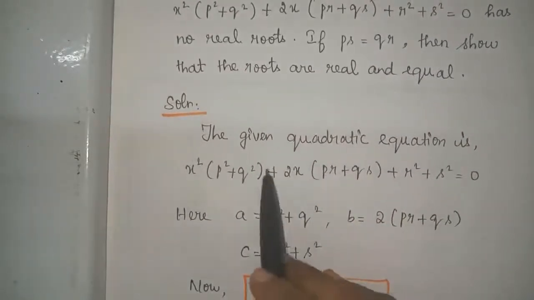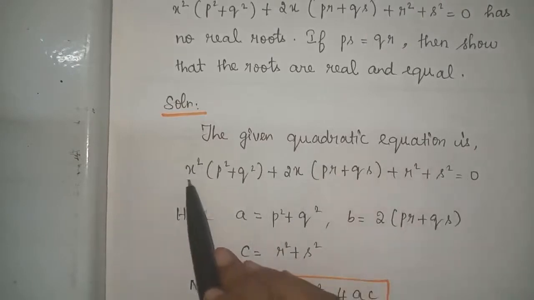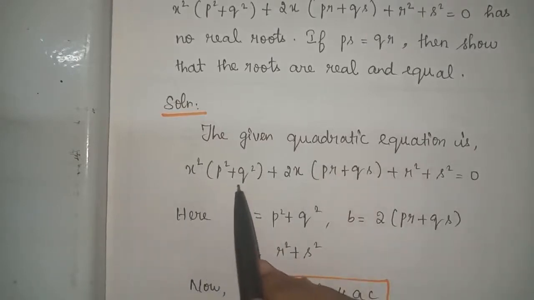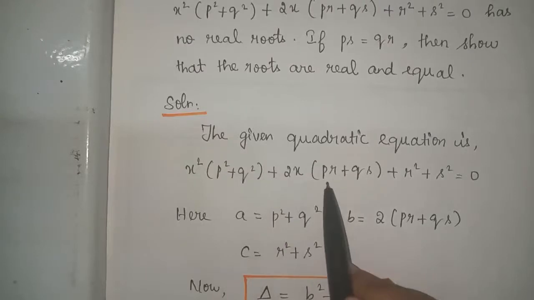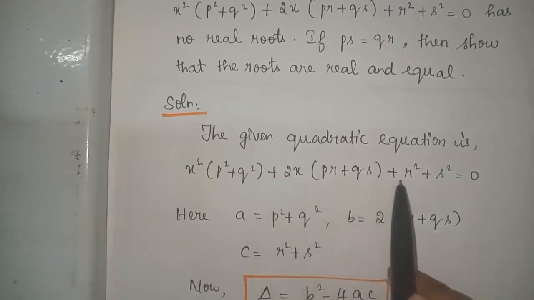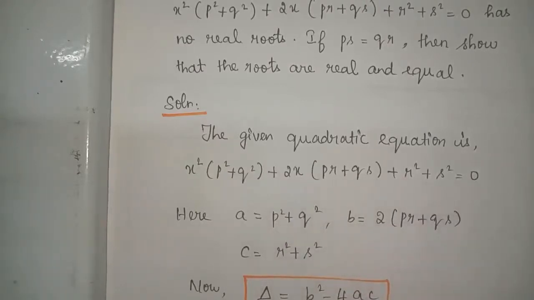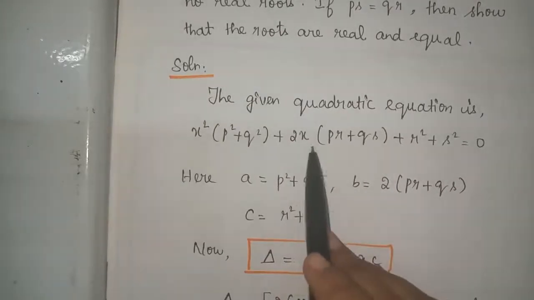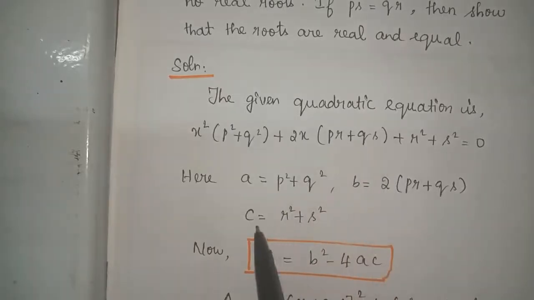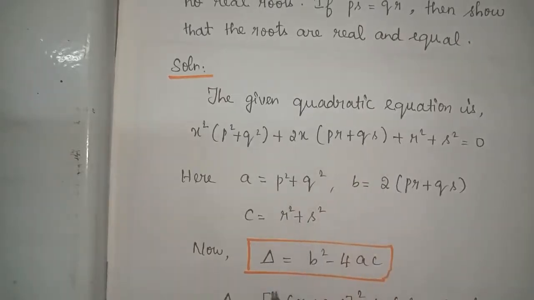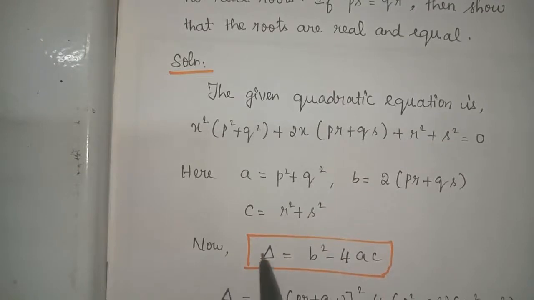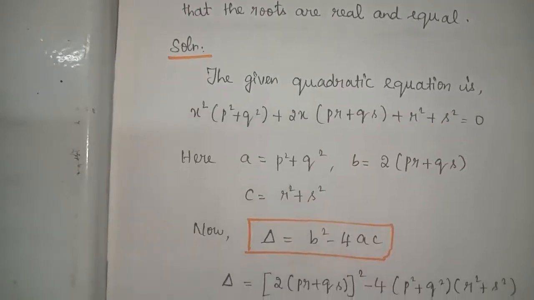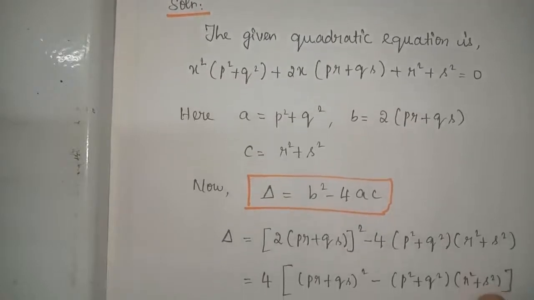Solution. The given quadratic equation is x² (p² + q²) + 2x (pr + qs) + r² + s² = 0. So here a = p² + q², b = 2(pr + qs), c = r² + s². Now delta is equal to b² minus 4ac. So you substitute the values of a, b and c.